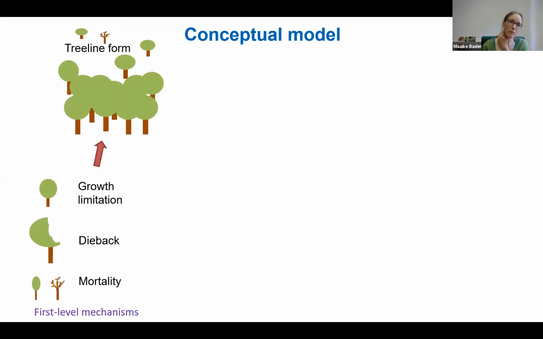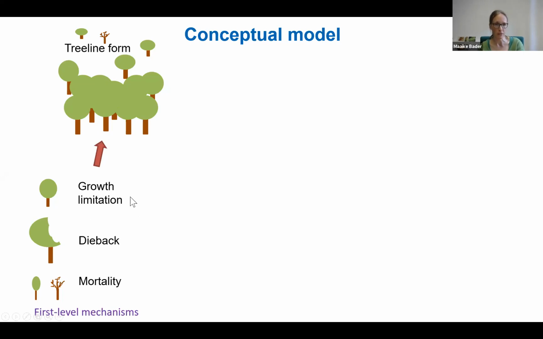And now I'm going to present a bit of a conceptual model that is sort of the basis for what we are talking about. It's quite simple, really. So what we're trying to explain is the tree line form here at the top. And what we are using at the moment in our model is trying to use the simplest possible explanation for this. And the simplest explanation is that the tree line is formed due to a combination of three main processes.